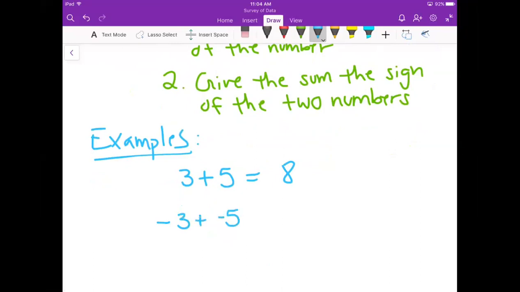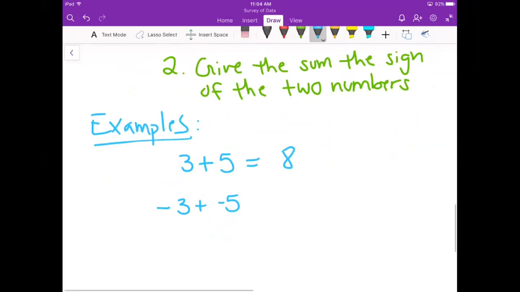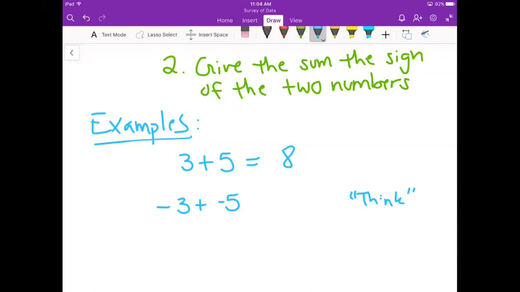But the more confusing thing tends to be when we have both negative numbers. So what do I do when it's -3 plus -5? So we're in that same sign. I have two negative numbers being added together. And I just think, okay, if they're both the same sign, I can just add the absolute values. So just add 3 plus 5, which is 8. But my final answer isn't going to be 8 because it doesn't make sense to add two negative numbers and get a positive number.